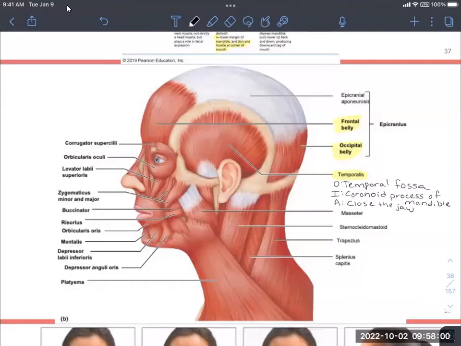We have that orbicularis oculi around your eye. You can see zygomaticus major and minor. Major is bigger, minor is smaller. We have buccinator. That's what helps to compress your cheeks. From this view, you can only see about that much of it. Orbicularis oris around your mouth. Platysma, that is that very superficial muscle in your neck. And the last one on here you need to know is that masseter over here. That masseter originates at the zygomatic arch.